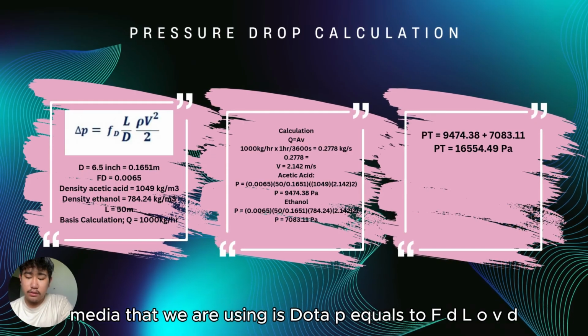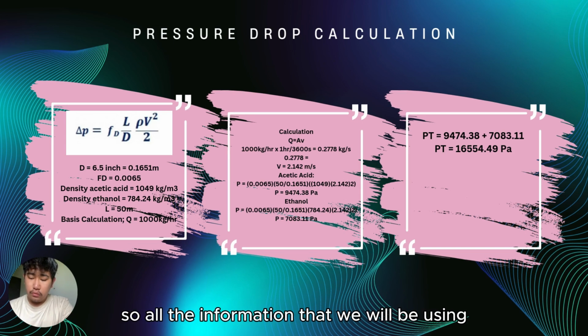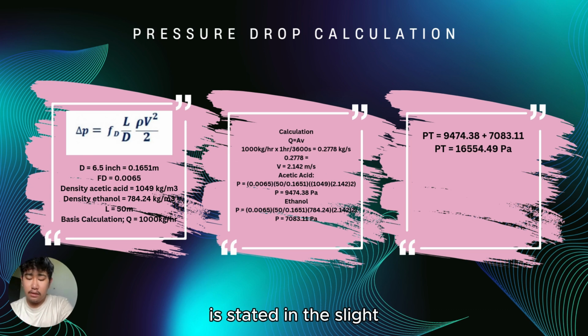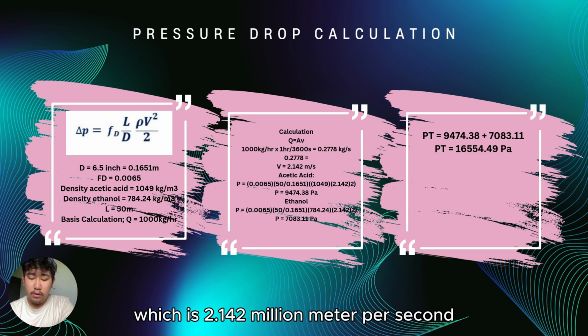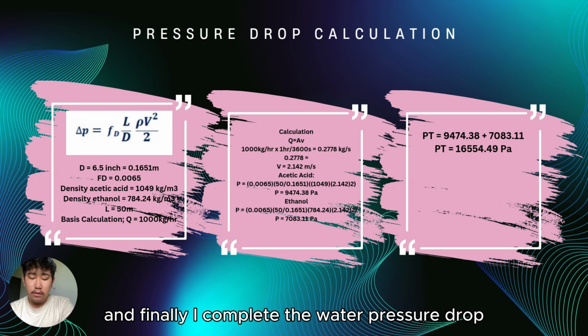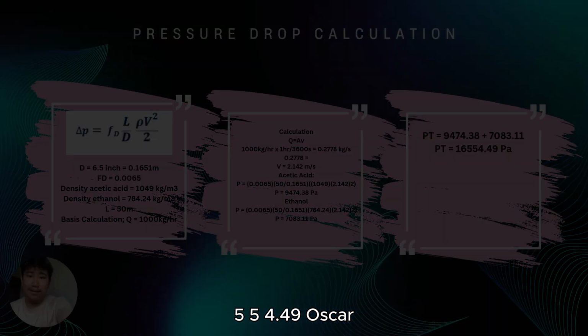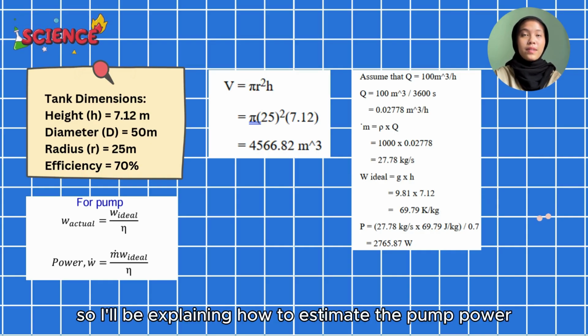The formula that we are using is delta P equals f D, L over D, rho V squared over 2. So all the information that we will be using is stated in the slide. Next, for the calculation, first of all I find the velocity, which is 2.142 meter per second, and calculate the pressure for acetic acid and ethanol. And finally, I calculate the total pressure drop, which accumulated to 16554.49 Pascal.